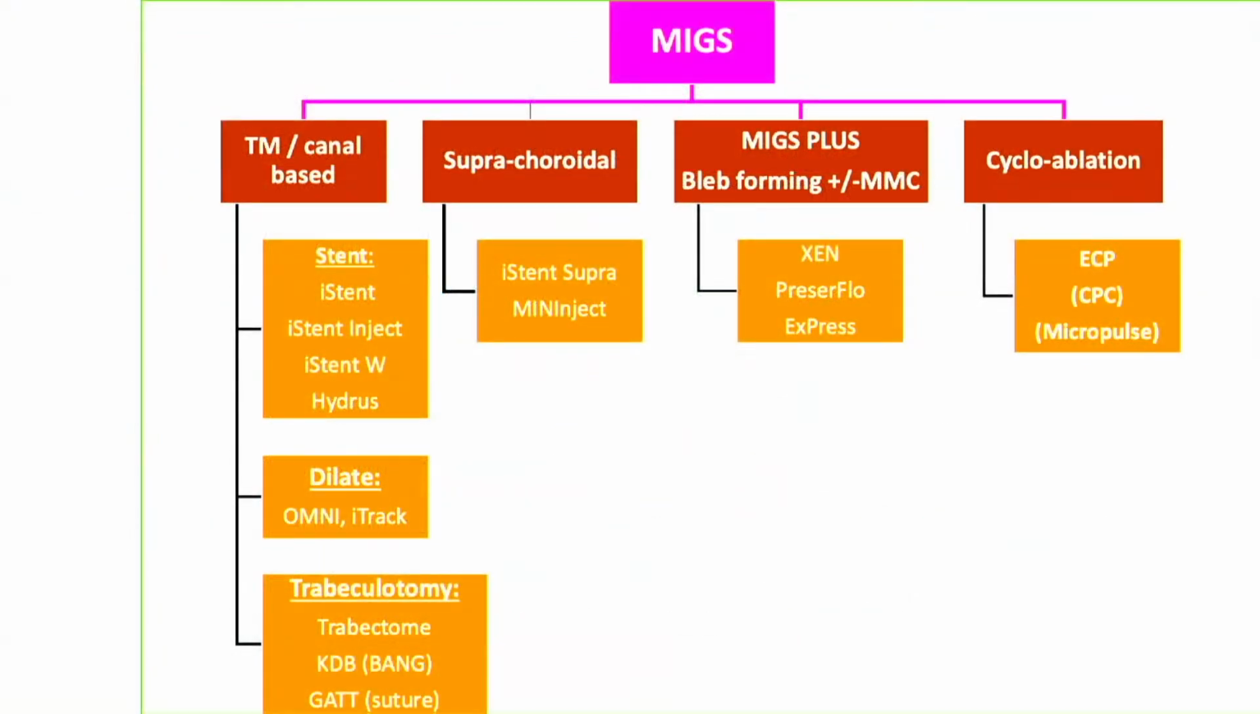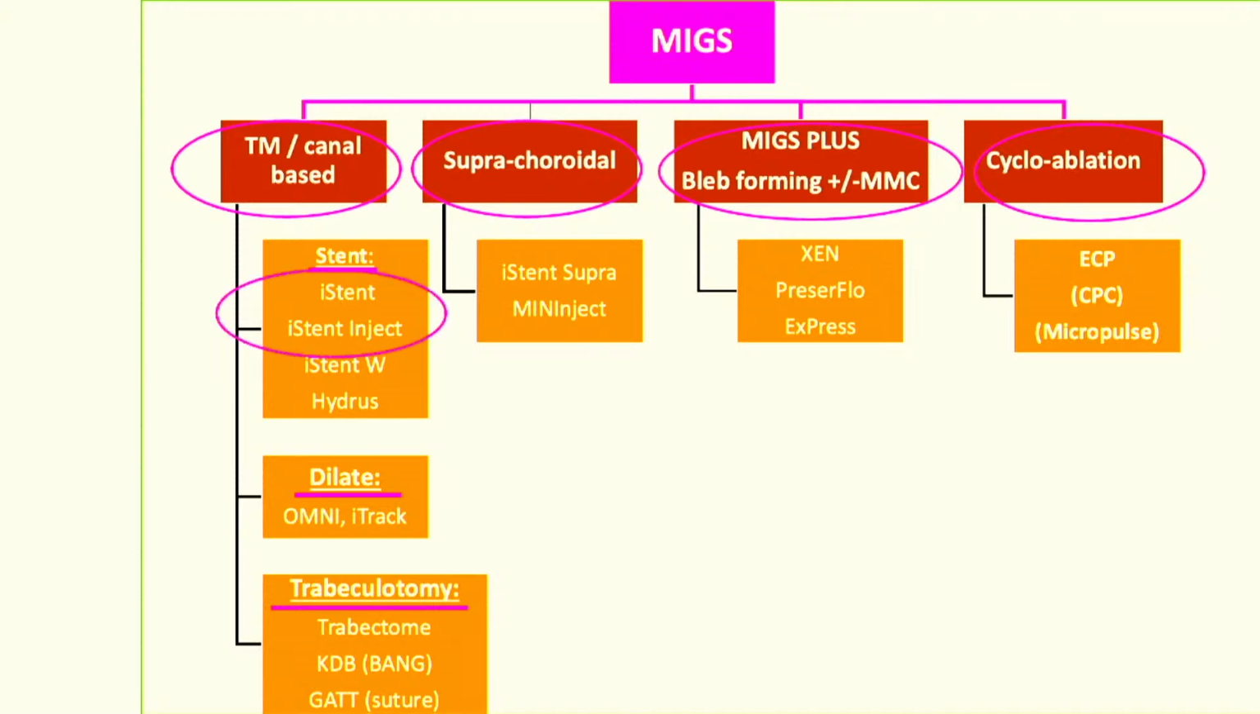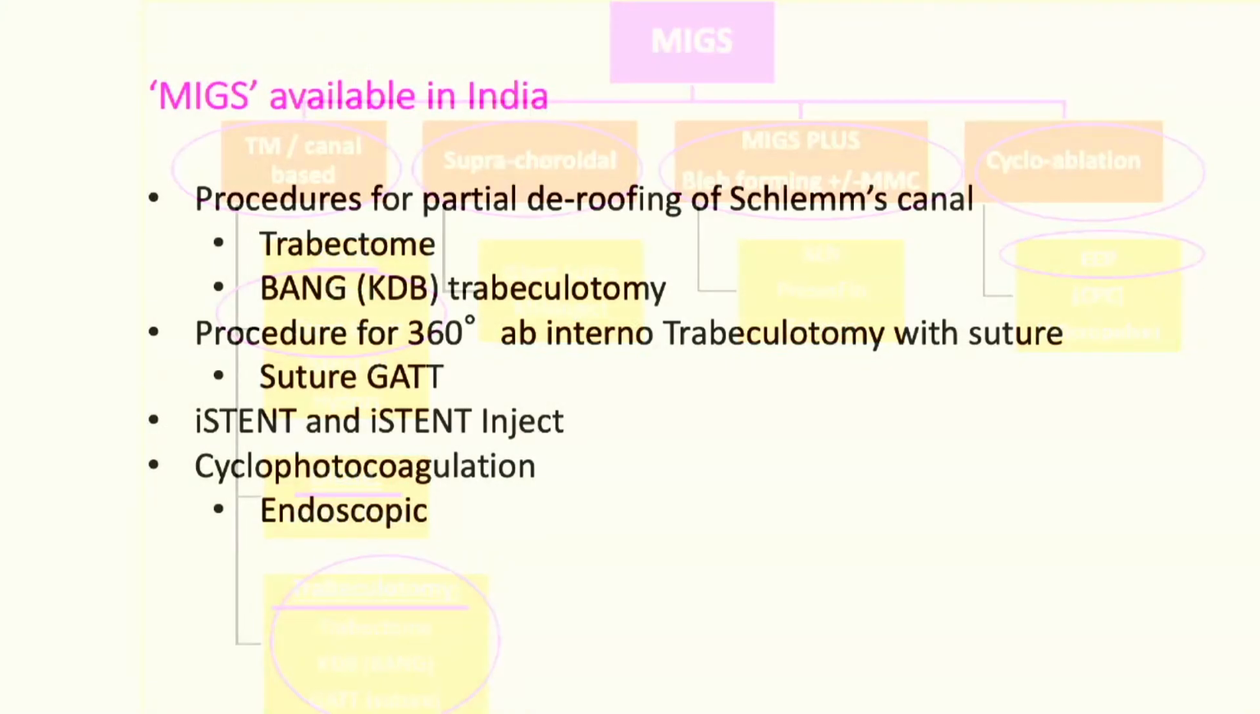So for the current MIGS, I've given a very simplified classification where it could be TM or canal-based, which you can stent, which you can dilate, or which you can do a trabeculotomy for, or your suprachoroidal devices, or your cycloablation. And the MIGS plus devices, which still form a bleb also. Now, suprachoroidal MIGS plus is not available in India. We do have the iStents, which are available, and we have a whole host of procedures that we can do with trabeculotomy. And of course, we also do have ECP.